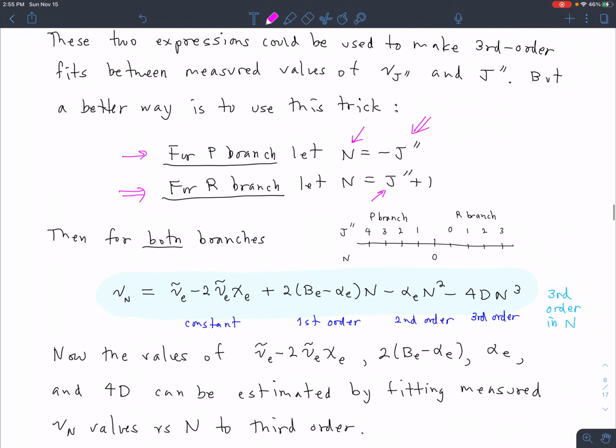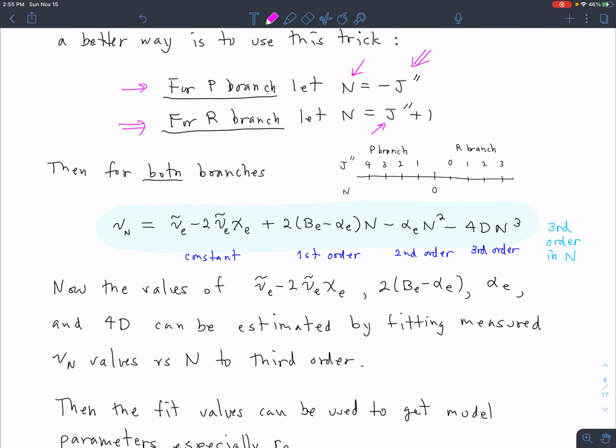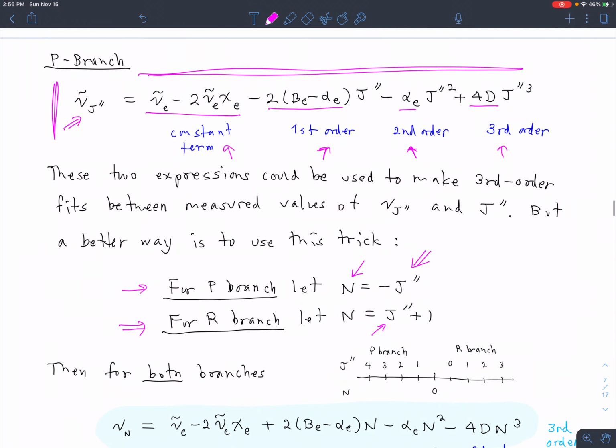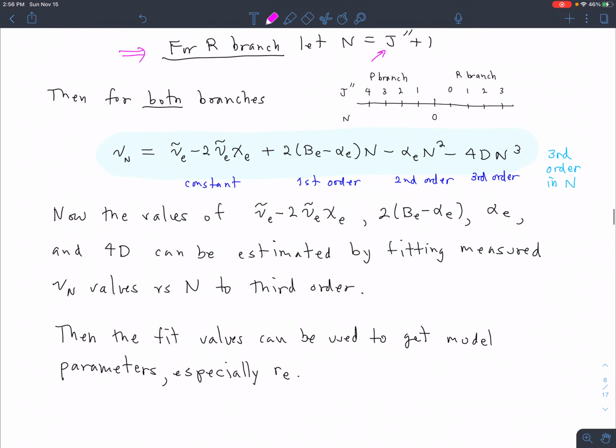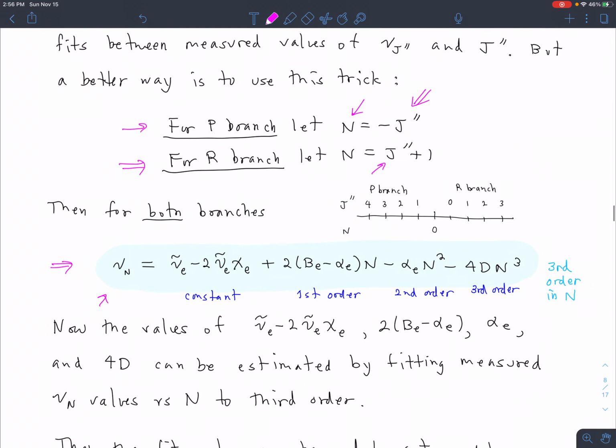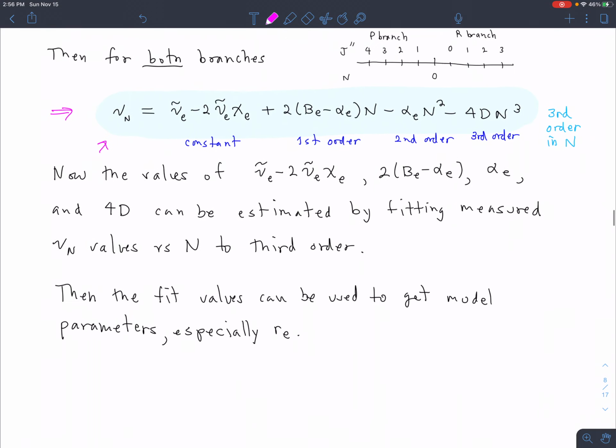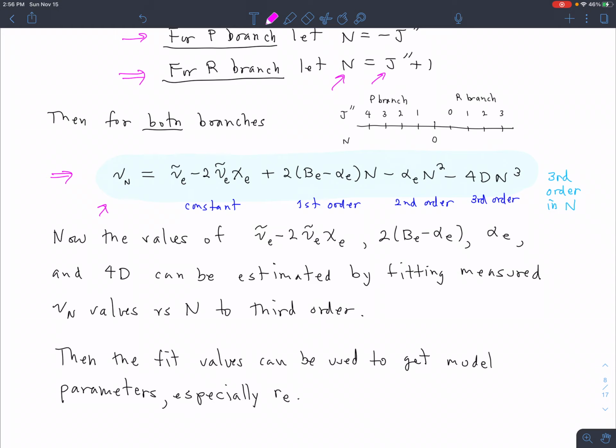And if you do that and replace J double prime everywhere in our 2 expressions up above, then you get just 1 expression. Now we're going to be fitting our peak positions to N values, not to J double prime values. But again, we're going to get a third order expression, with a constant, a first order, second order, and third order term with coefficients that we can extract by doing fits.